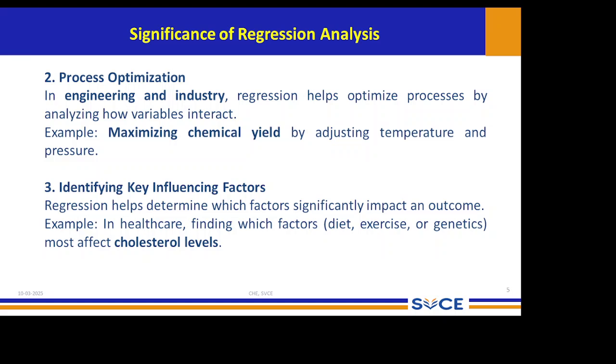Next, identify the key influencing factors. Regression helps determine which factors significantly impact the outcome. In healthcare, for example, finding which factors, like diet, exercise or genetic problems, increase the cholesterol level. So the cholesterol level is the dependent variable. It may be a genetic reason, which is an independent variable. The people who do not do exercise, obviously their cholesterol level will increase. Improper diet again increases the cholesterol level.